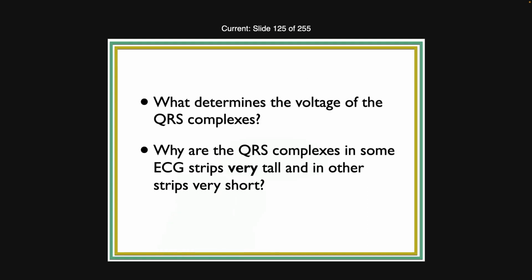I know that you have noticed sometimes when you look at the QRS complexes, they're really tall. And sometimes you look at the QRS complexes and they're really short. And I just kept saying in the fall, it doesn't matter, it doesn't matter. But now we're going to talk about what some of the reasons are, okay?